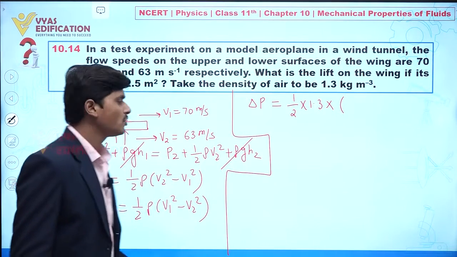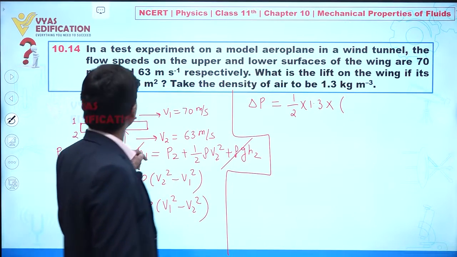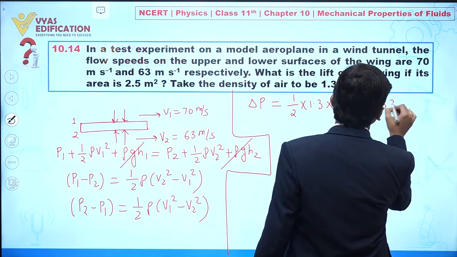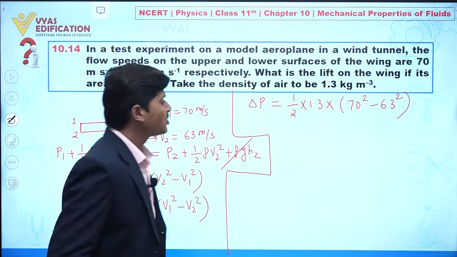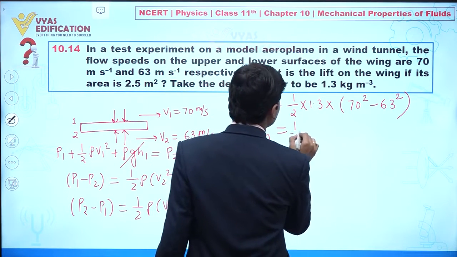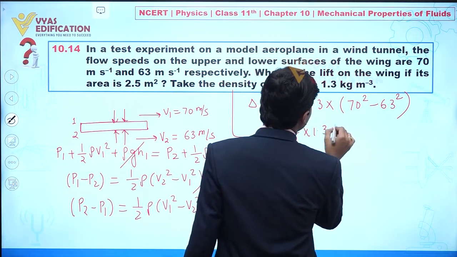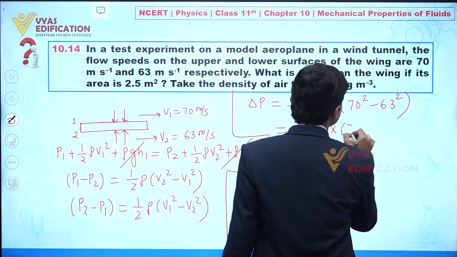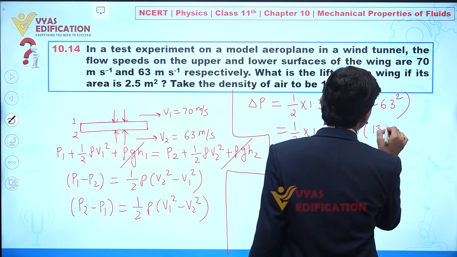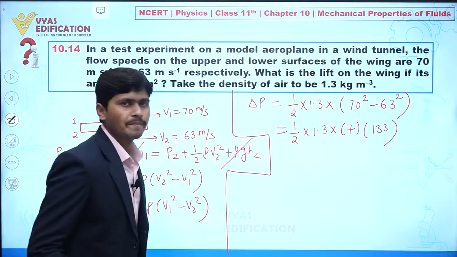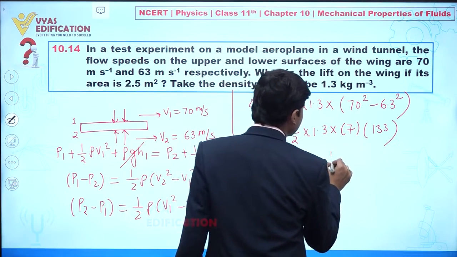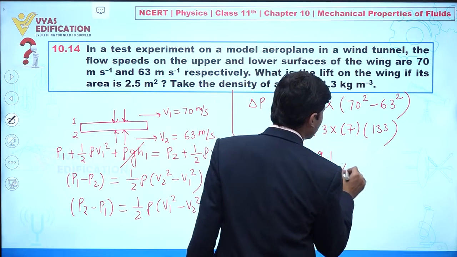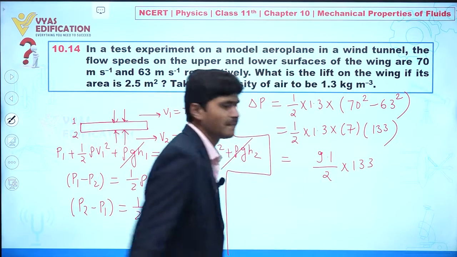So now I can write like this, 1 by 2 into density 1.3 multiplied by V1 square minus V2 square. V1 value is given as 70, so 70 square minus 63 square. So from here if you calculate, you can write 1.3 divided by 2 multiplied by 7 times 133. If you multiply, then this is 9.1 divided by 2 into 133.